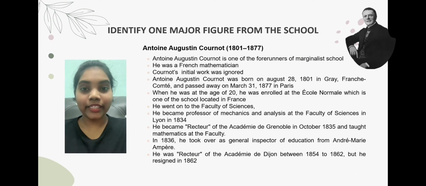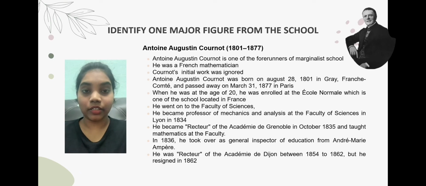Next, I would like to brief you about one of the major figures from the marginalist school, which is Antoine Augustin Cournot. Antoine Augustin Cournot is one of the forerunners of the marginalist school. He published Researches in 1838. He was a French mathematician. Cournot's initial work was ignored until he passed away and until it was continued by William Stanley Jevons, Alfred Marshall, and Fisher.